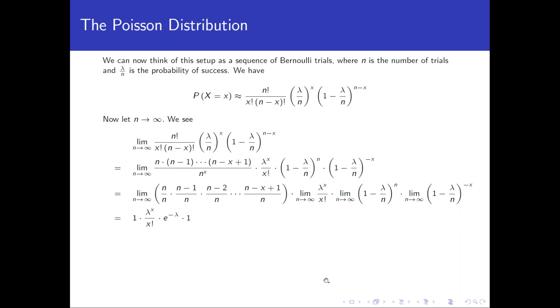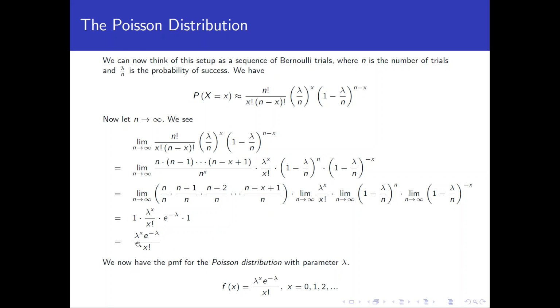Now let's analyze what each limit is. Each of these, since there's an n on top and an n on bottom, each of these fractions goes to 1. The second term, there are no n's, so it's just lambda to the x over x factorial. The third one we should recognize as a special limit. This goes to e to the negative lambda. And the fourth one, this one goes to 0 again, and it's the inside, so this just goes 1 to the minus x, which is just 1. So here is what we get as n goes to infinity for the probability that X equals x.